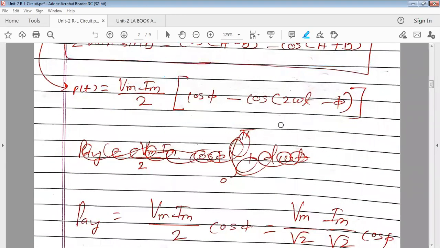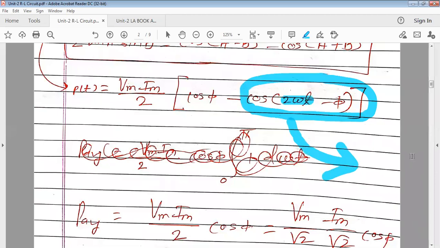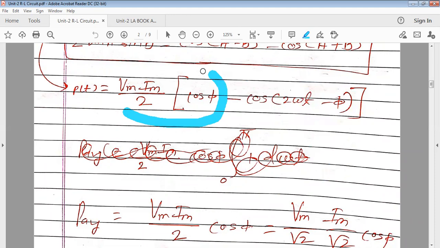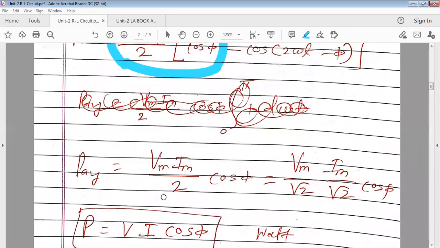Again the same thing here. See, whatever is the second parameter, it is a cosine waveform. Cos 2 omega t means twice the supply frequency, so from 0 to pi it will complete one cycle. So what will be the average value for this part, cos of 2 omega t minus phi? It will be 0, isn't it? So what will be the average value? Vm Im upon 2 into cos phi.